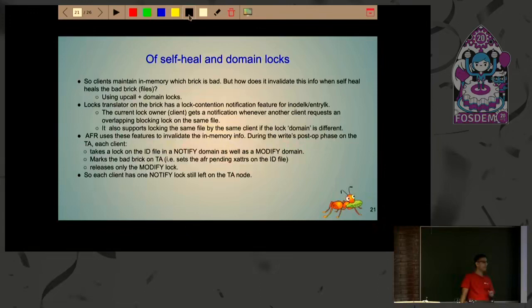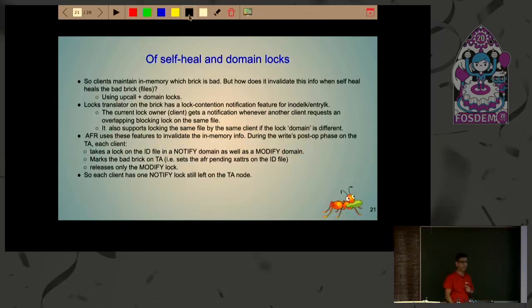client 1 can take a lock on file 1, say from offset 0 to 10, on domain 1. It will be granted. If it is trying to get the lock on the same file using a different domain, it will still be granted. So the locks translator has this distinguishing feature of domains, wherein if the offset and the range of a lock on a given file are the same, but the domain is different, the locks are allowed to go through. AFR actually uses these two features to invalidate the in-memory information. So we'll see how that works.